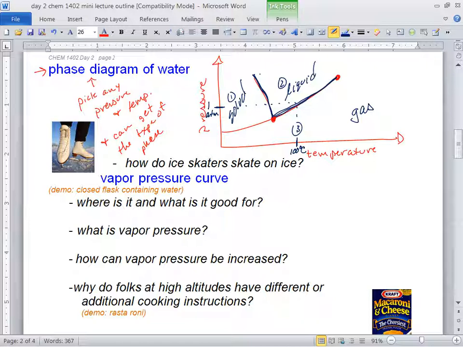So is ice a smooth surface or a rough surface? It's smooth if you do the Zamboni thing, right? But it's really pretty rough. They look at it under a microscope. It's really pretty rough. So, I mean, you have metal on something pretty rough like sandpaper. It shouldn't work. You shouldn't be able to skate on sandpaper.